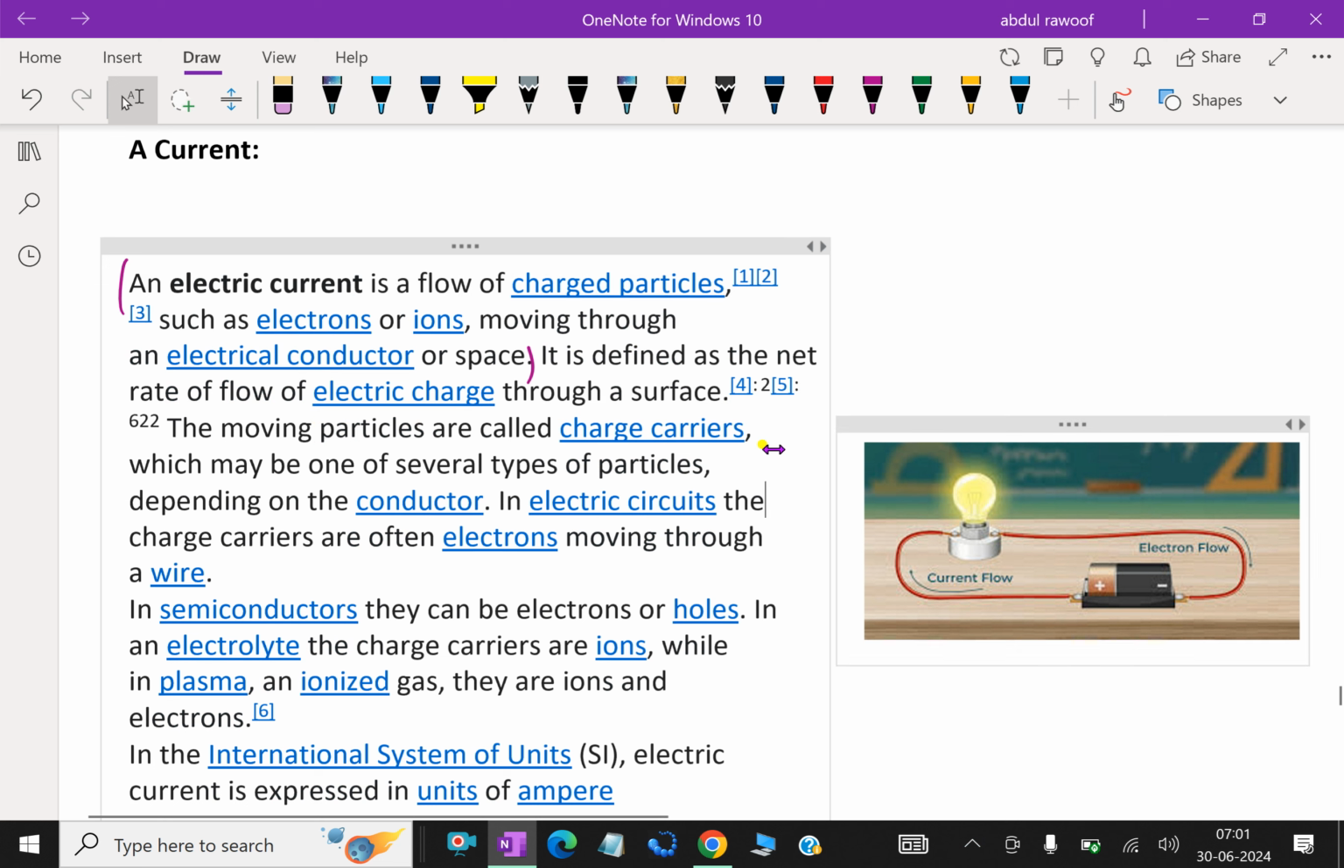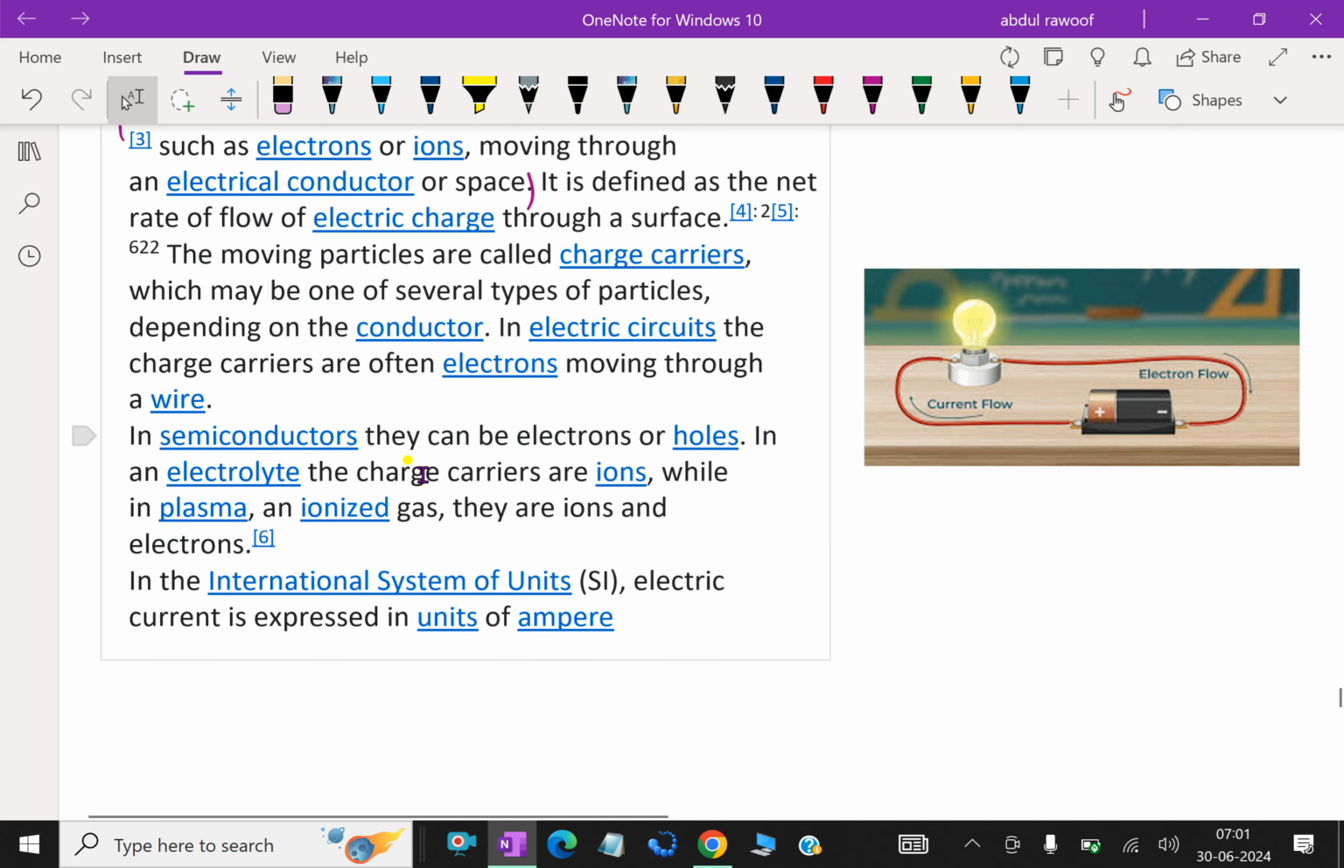The moving particles are called charge carriers, which may be one of several types of particles depending on the conductor. In an electric circuit, the charge carriers are often electrons moving through the wire. In semiconductors, they may be electrons or holes. In an electrolyte, the charge carriers are ions, while in plasma and ionized gas, they are ions and electrons. In the International System of Units, SI units, electric current is expressed in units of ampere.